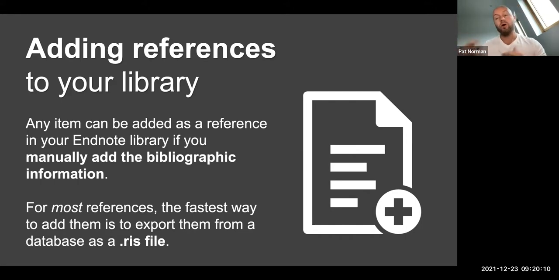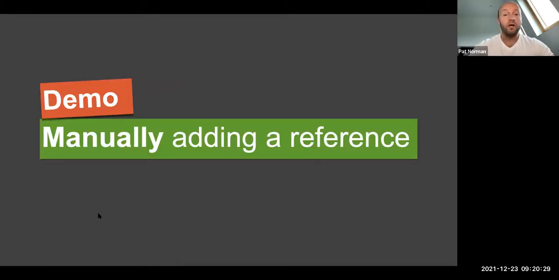However, for most references, when you're dealing with academic research, so peer-reviewed journal articles, for example, and things we get from academic databases, the fastest way to add them is to export them from the database as an RIS file. So this is a standard file used across many reference softwares. So I'm going to demonstrate both of those for you. The first thing I'll show you is how to manually add a reference.